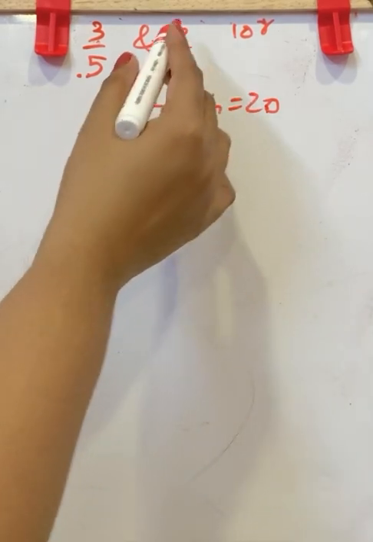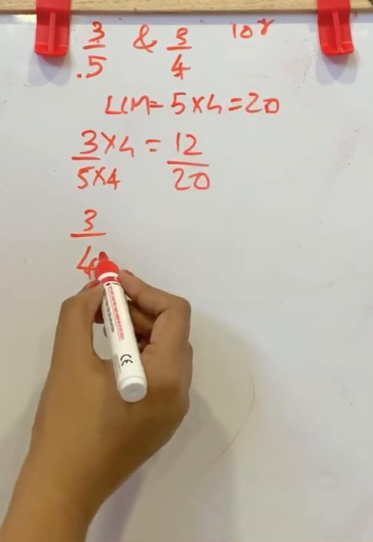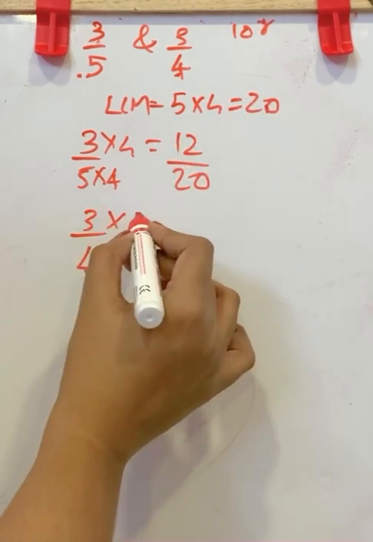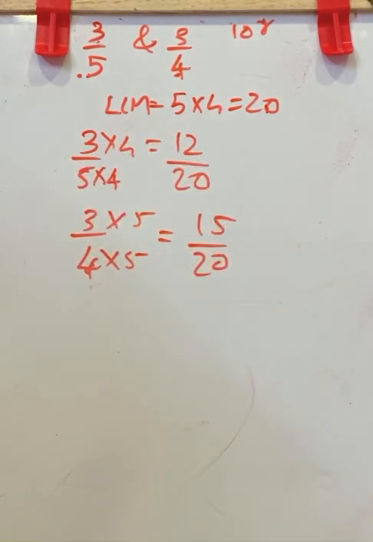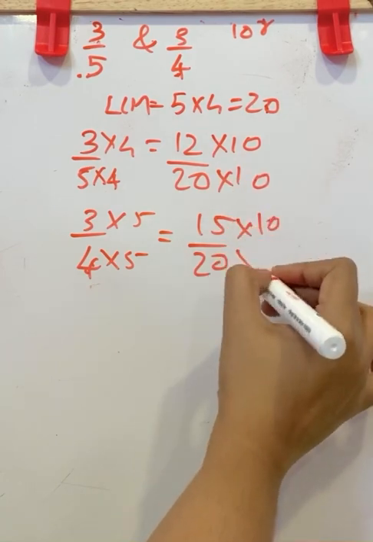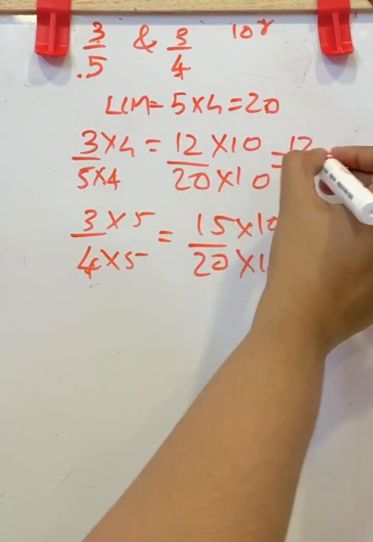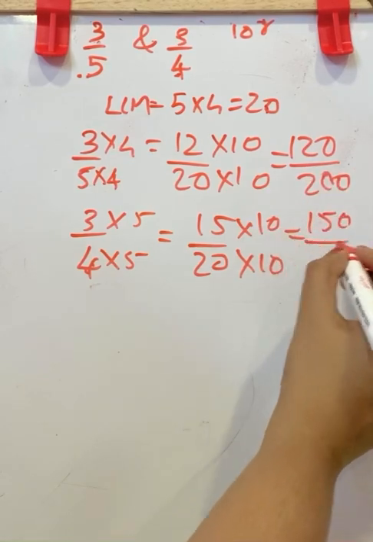Now what about 3 by 4? Here 4 we have to change to 20, that is into 5, so here also into 5. This becomes 15 by 20. Between 12 by 20 and 15 by 20, you can't find 10 values. So simply multiply with 10 again to both numerators and denominators. We will get 120 by 200 and 150 by 200.